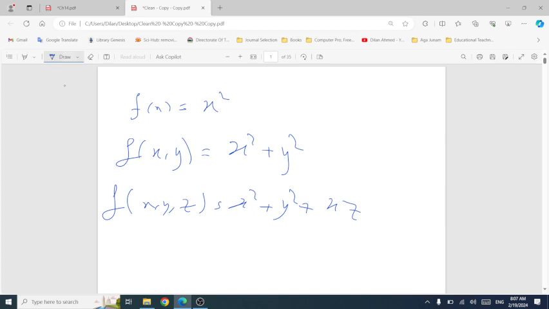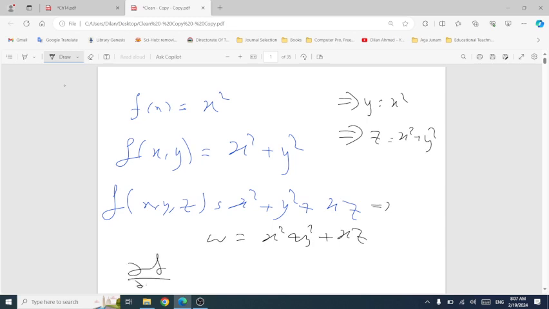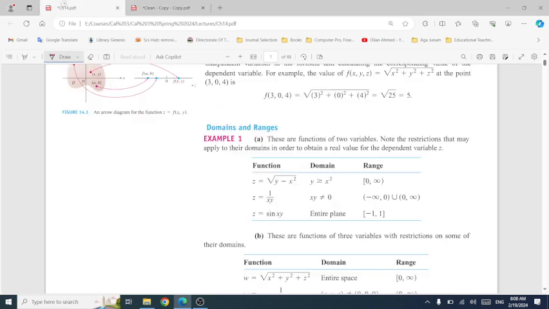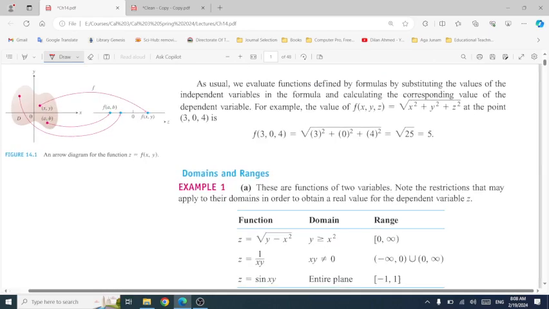So in the first function, as we say, sometimes we can represent it as y equal to x squared. In the second type, we say z equal to x squared plus y squared. In the third one, we say w equal to x squared y squared plus xz. Is that clear? Because when I say partial f of partial x, sometimes we say partial w of partial x. Both of them have the same meaning. Is that clear? Good.